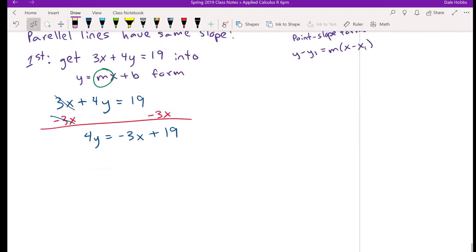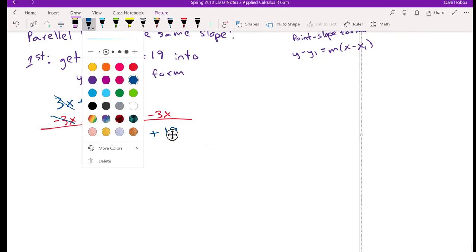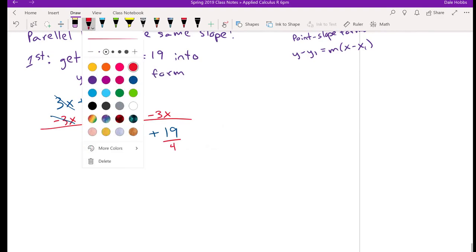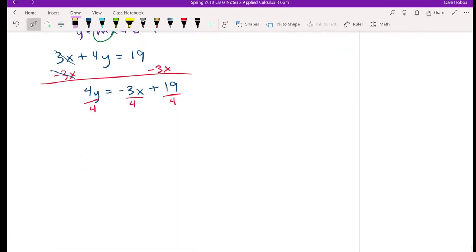Last, all you have to do is divide everything by 4. And I'm just going to put 4 under each thing. So you divide this whole right side by 4. If you split it up, though, you're dividing each one of those things by 4. And this is what you're going to end up having right here on the next line. Okay, you'll have a y on this side, negative 3/4 x, and then plus 19 over 4.